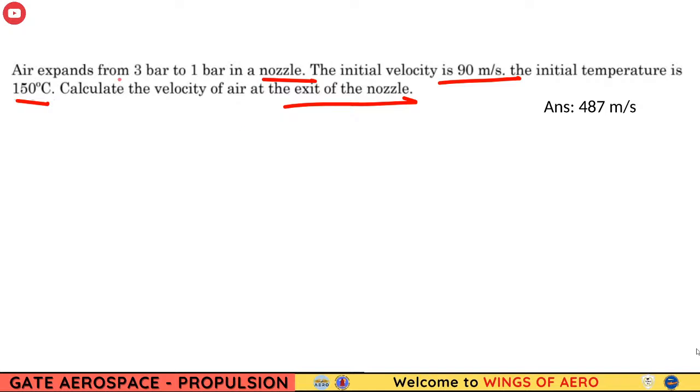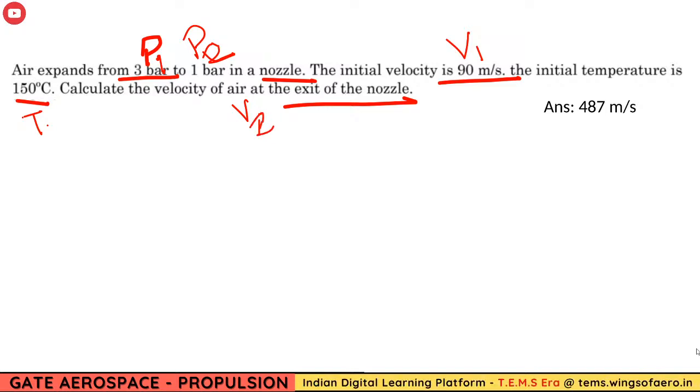So what are the factors given? T1, and you have to find V2. You have to find V2. How will you find?